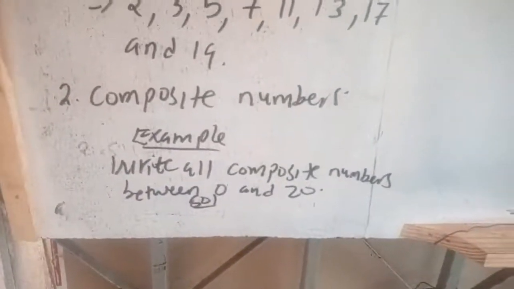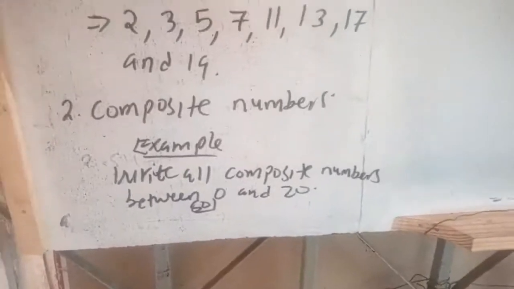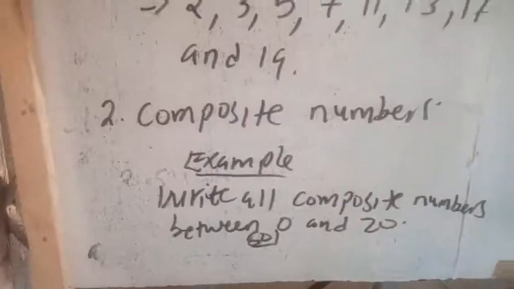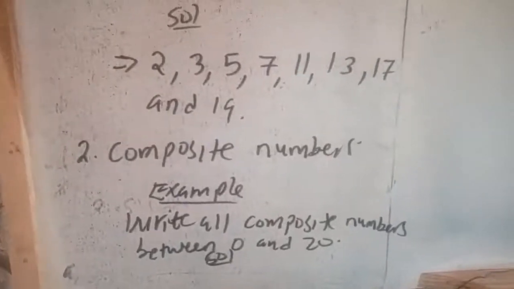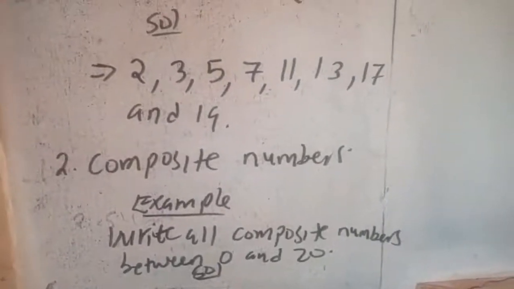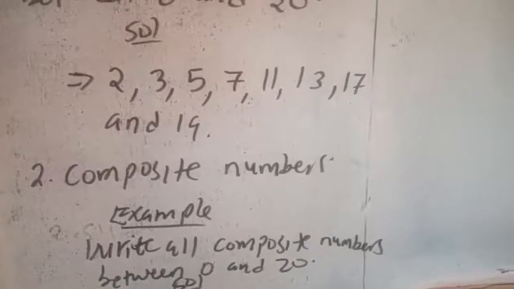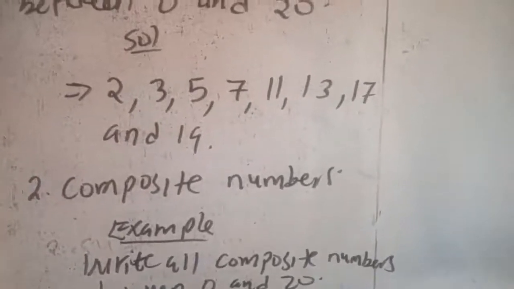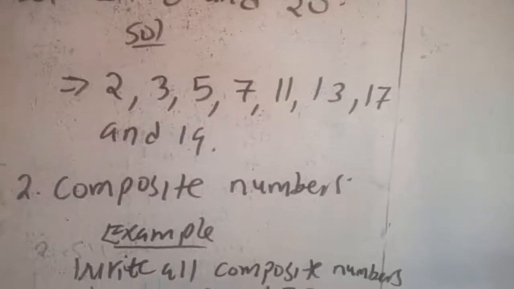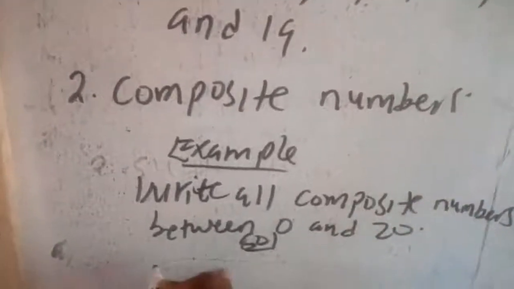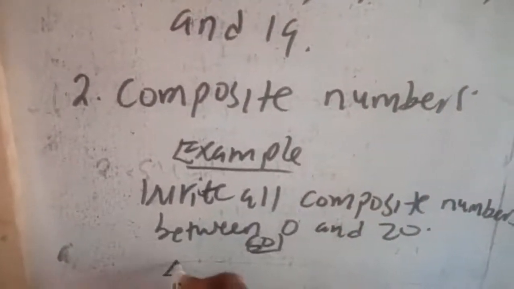Between 0 and 20. So the solution to this, we are going to take the numbers. A composite number, as I have already defined, is a natural number that has got at least one divisor other than 1 and itself. And therefore, from 0 to 20, the first one becomes 4.